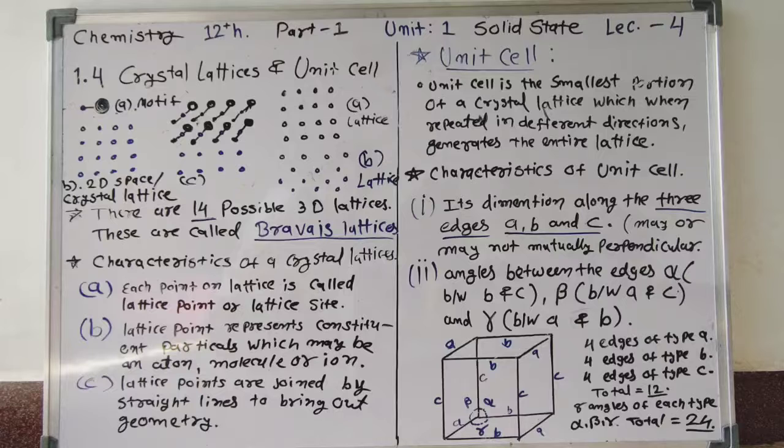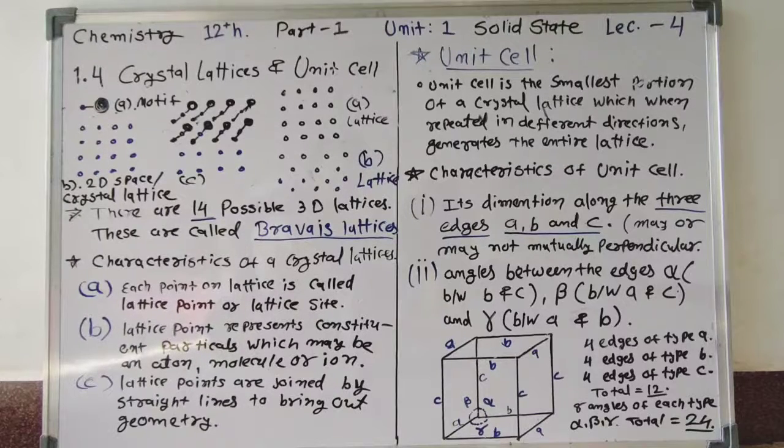Now, what are the characteristics of a crystal lattice? We have 3 points to mention here. First, each point on the lattice is called a lattice point or lattice site. Let us say this is our two-dimensional lattice. So these points are called lattice sites or lattice points. Second, lattice points or lattice sites represent constituent particles, which may be an atom, molecule or ion. That means we can say that motifs are also atoms, molecules or ions. Similarly, lattice points are also atoms, molecules or ions.